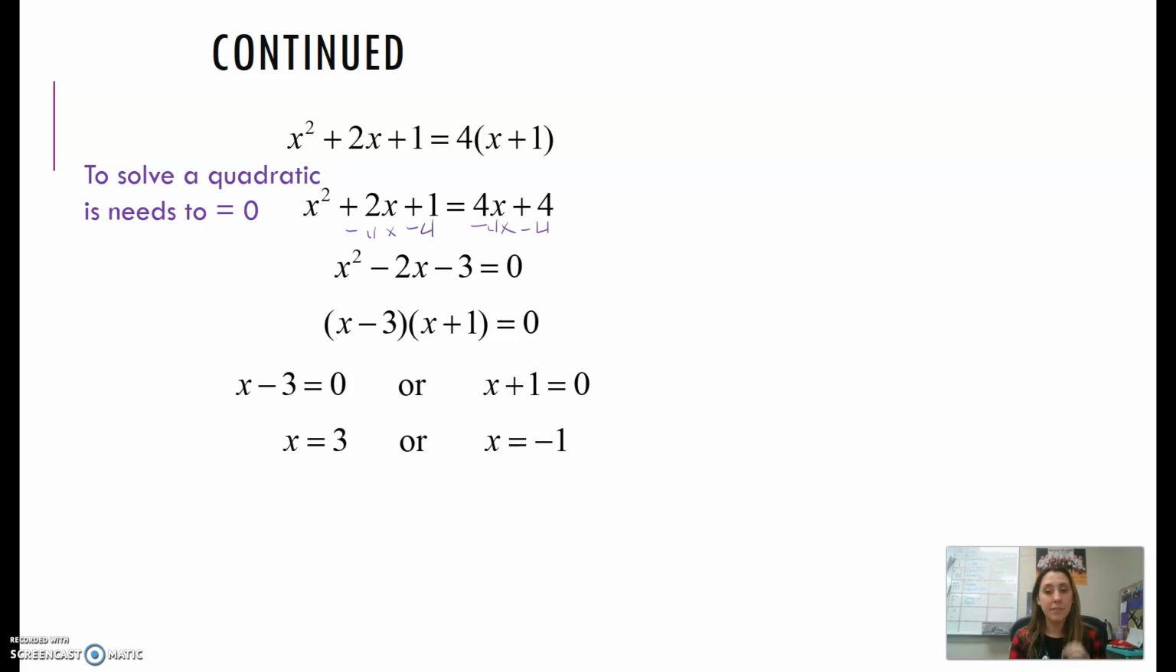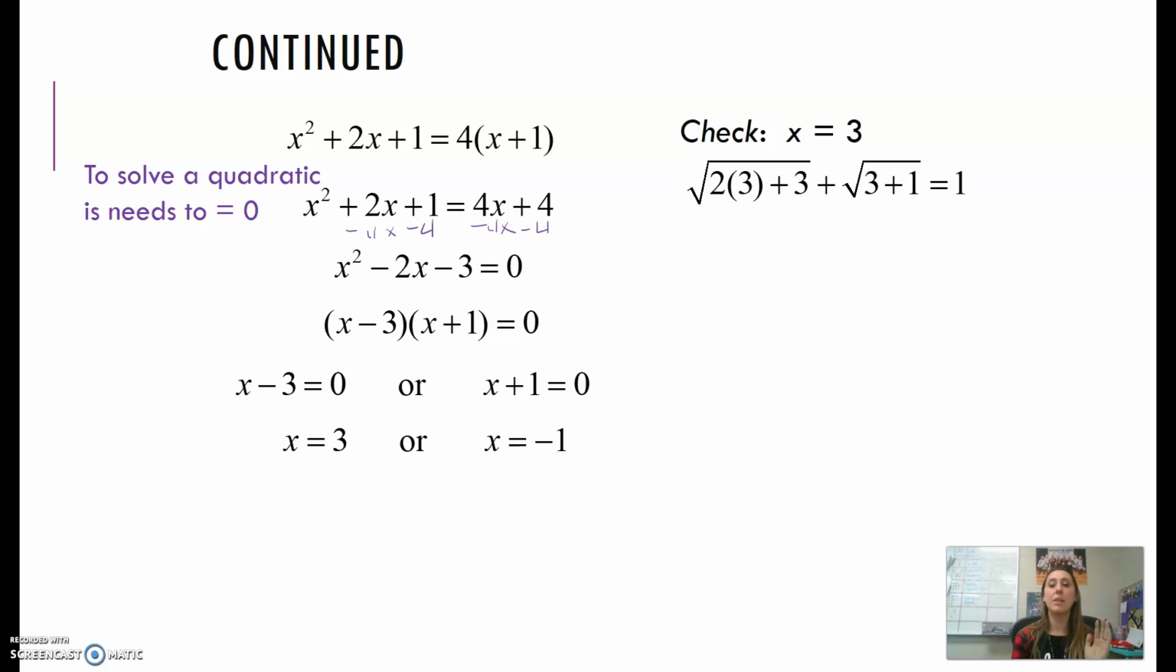But I am not finished. I also need to make sure that I check my answers. This is huge, and this is crucial, and I need to put it back into the original equation. So I'm going to check 3 first. If you wanted to check negative 1 first, you could. So I'm going to plug 3 in everywhere x was in my original equation.